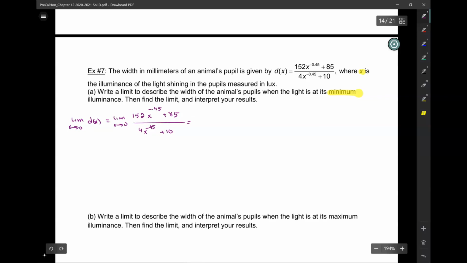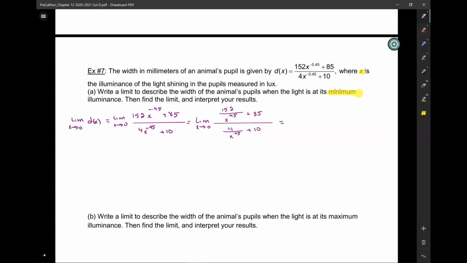Okay, now for this one, let's do a little bit of algebra here. You have x to the power of negative something, right? Why don't we write it in more standard form? So let's write that as 152 over x to the 0.45. You see how that's the same? Plus 85. Here, 4 over x to the 0.45 plus 10.